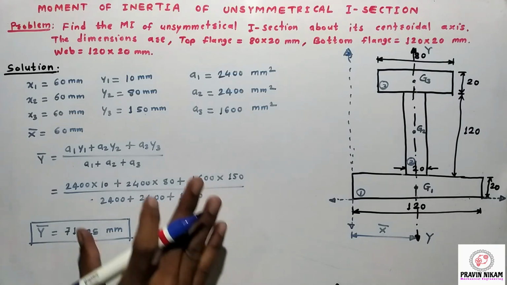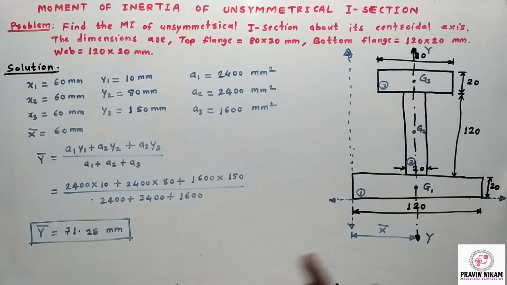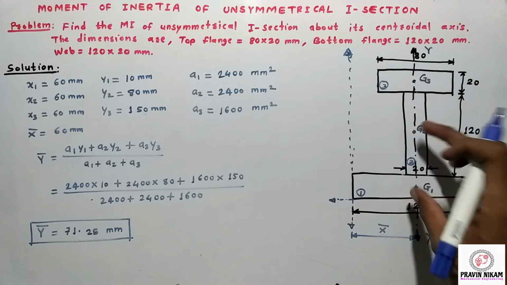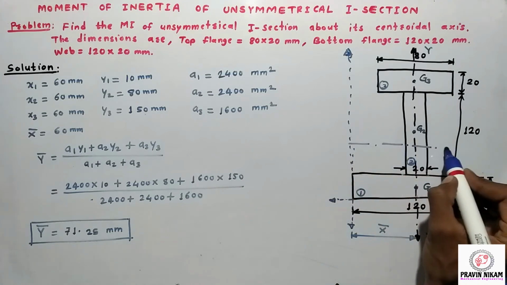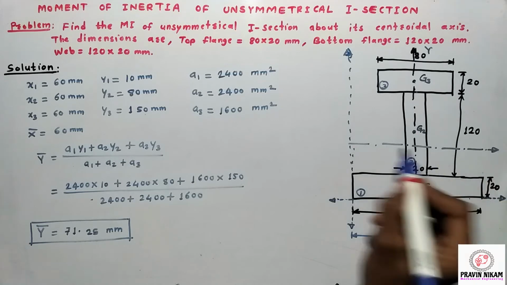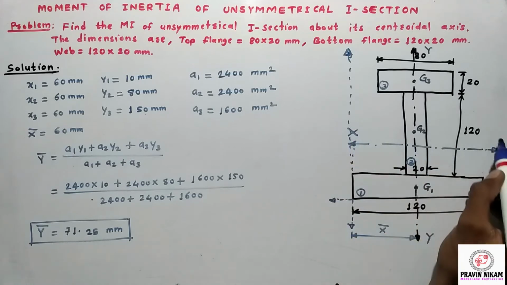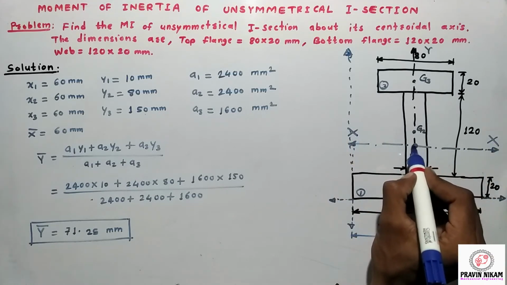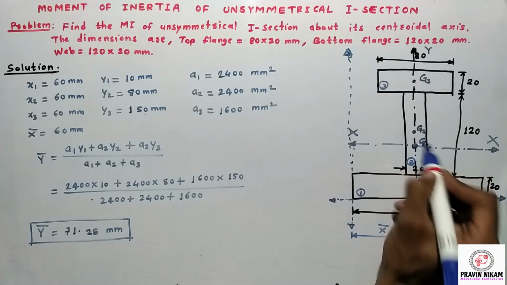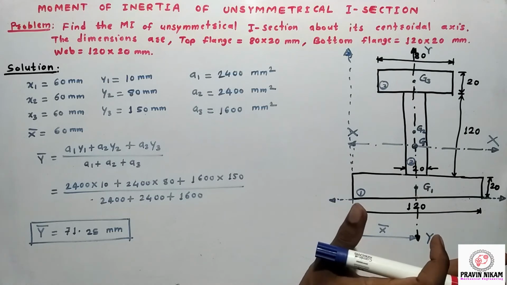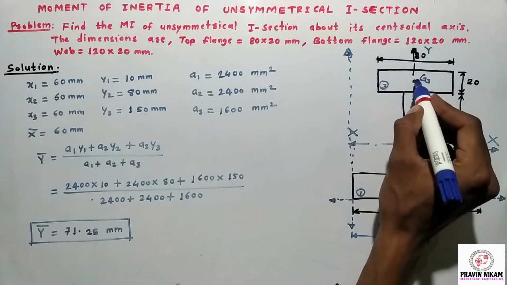So in this way you can find out the centroid of the section. So 71.25 from the bottom. Now this is 80, so 71 becomes approximately here. This is the horizontal centroidal axis. Now this is the vertical centroidal axis YY, and this is the horizontal centroidal axis XX, and the intersecting point of the two axes is nothing but the centroid of the whole section. So this is G, this is G1, this is G2, and this is G3.